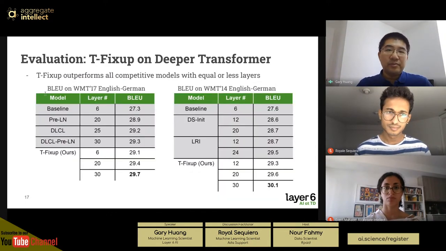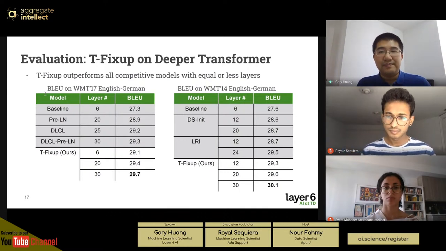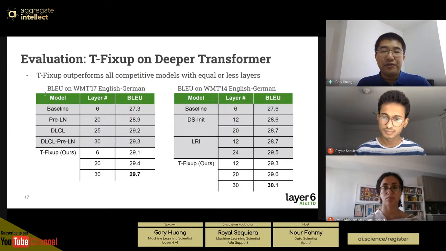The trend in transformer models is that increase in depth generally leads to better results. However, training deeper transformer models, as we discussed before, has been proven to be challenging. And many of the published architectures for neural machine translation have fewer than 10 layers. Several methods have been proposed to enable training of deep transformer networks, including the previously mentioned pre-layer norm transformer, DLCL, DS initialization, and the Lipschitz restricted initialization.